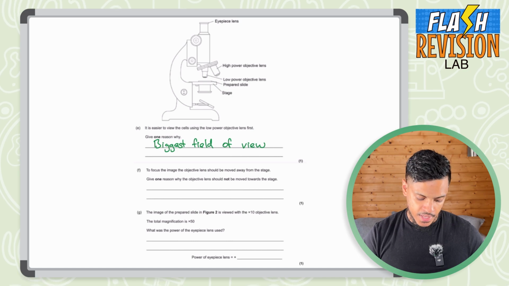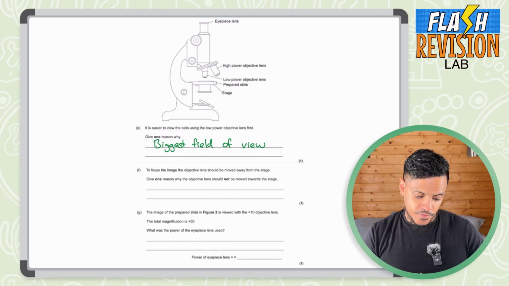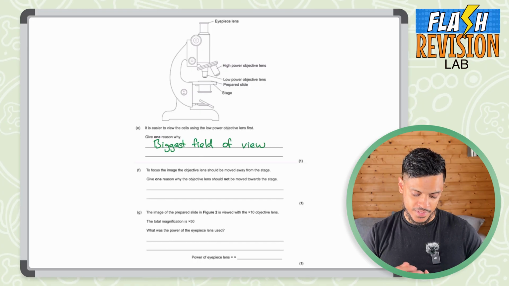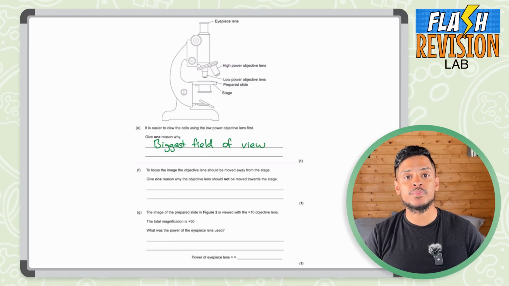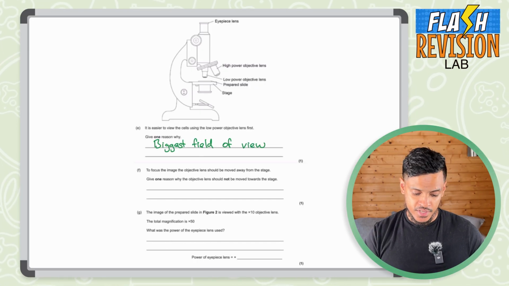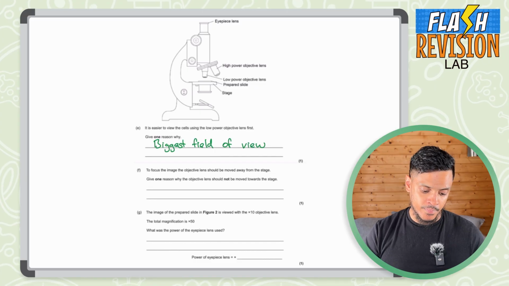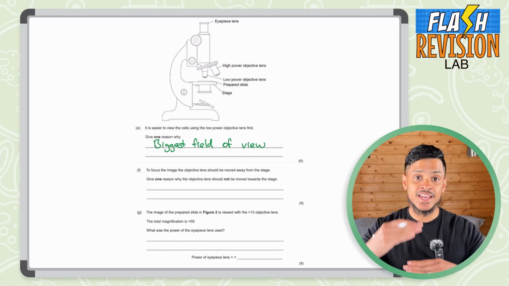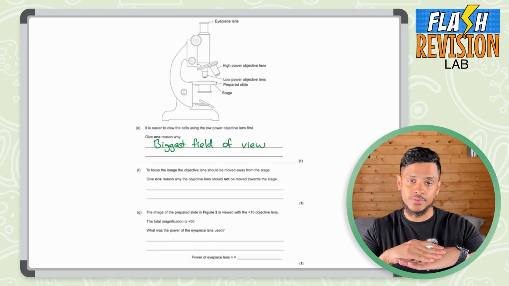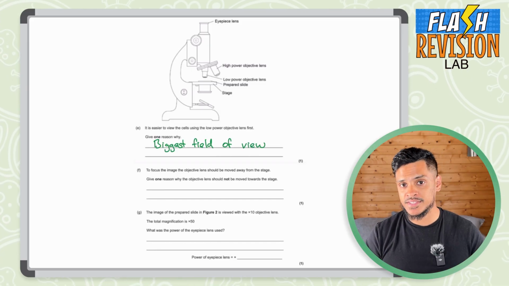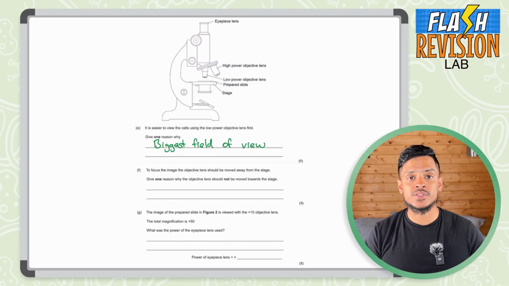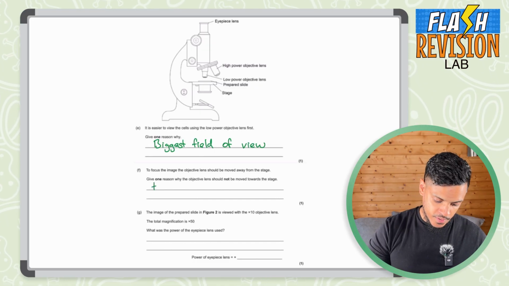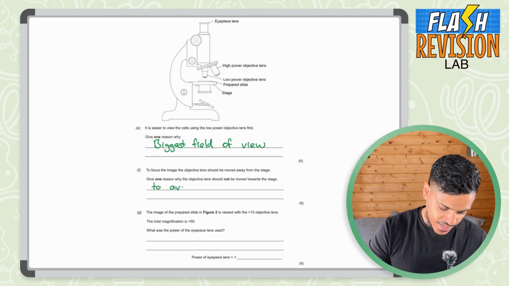So by having the biggest field of view, you can then find it much easier to focus on the cell. The second part asks us, to focus the image, the objective lens should be moved away from the stage. Why should it not be moved towards the stage? So if you look at the diagram of the microscope, you can see that if it was to move closer to the stage, there's a chance that it could come in contact with the stage, and that could damage the lens. So to avoid that, you need to always make sure that you're moving away from the stage. So the answer for this one, to avoid damaging the lens.